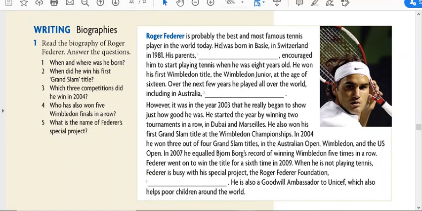Here we have he was born in Basel. We notice here that the s is silent.